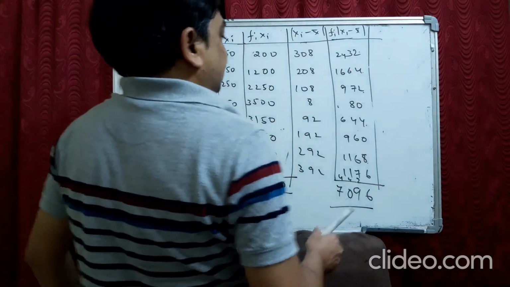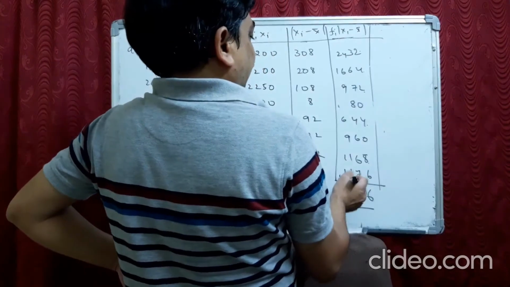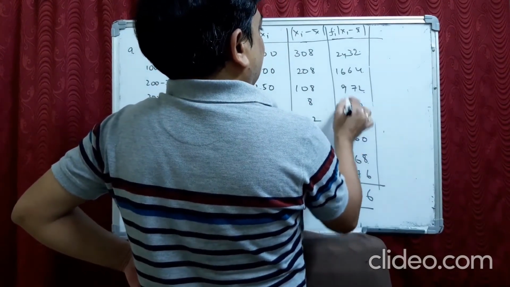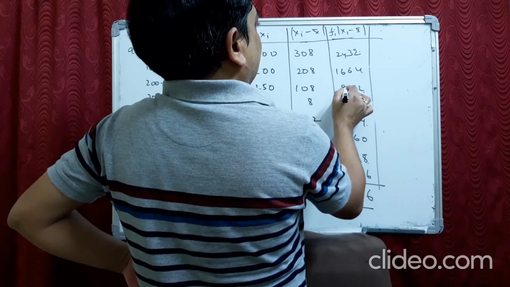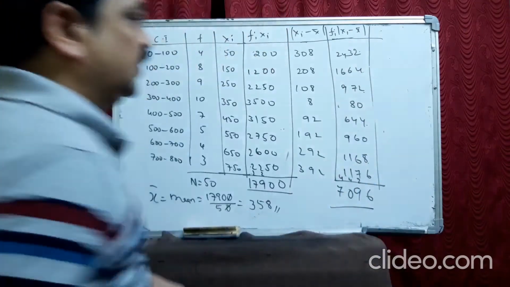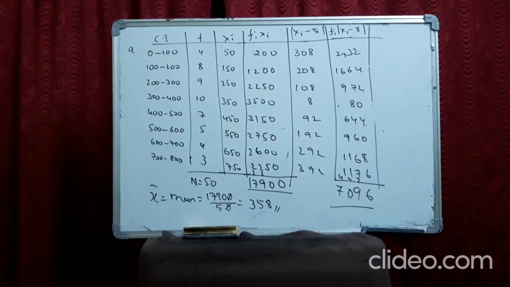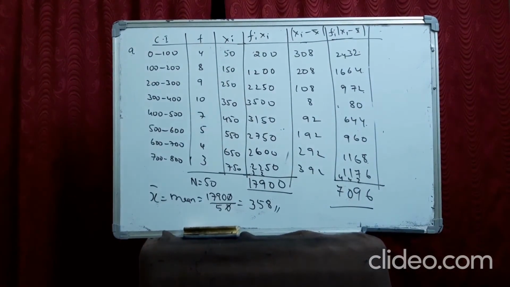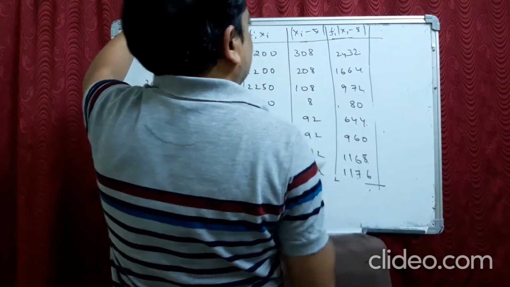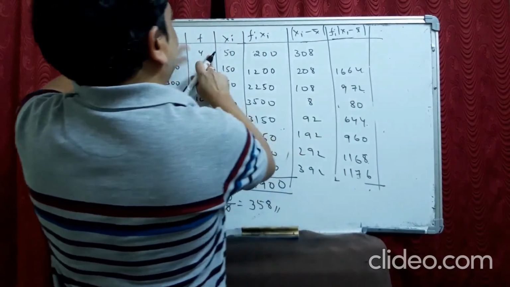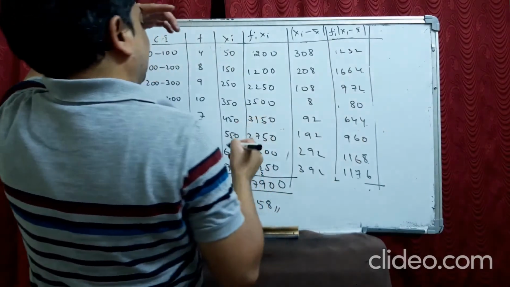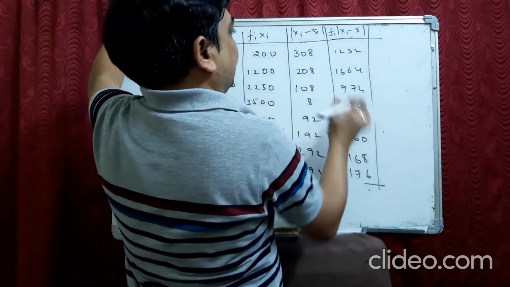Let us calculate it once again. Now 5, 6, 15, 21, 30, 40. Here we did one wrong here. This is 4 into 308, wrong. It is 1232. Put it down here. Let us add once again.